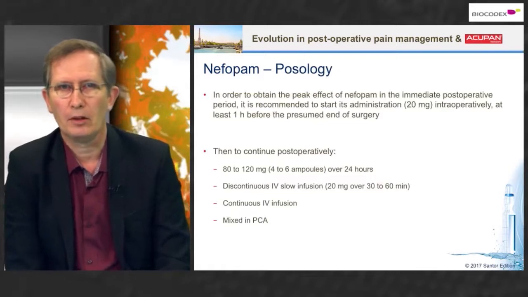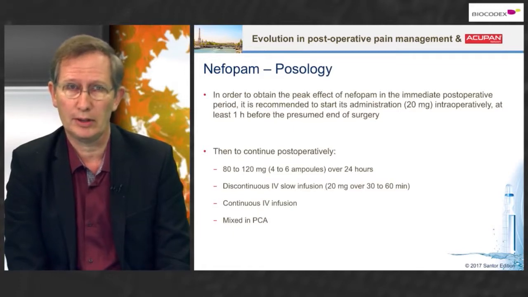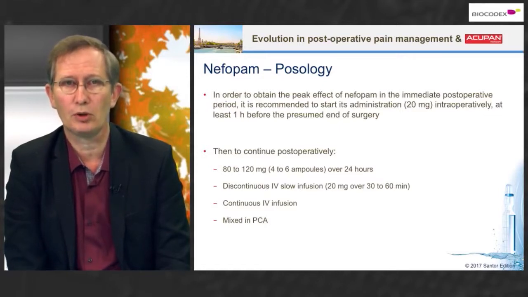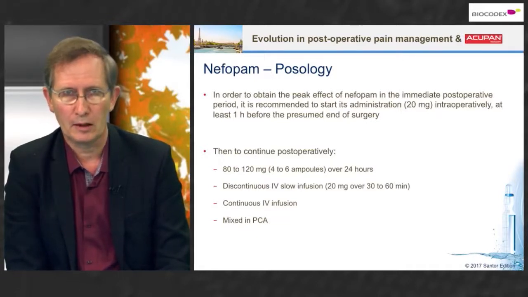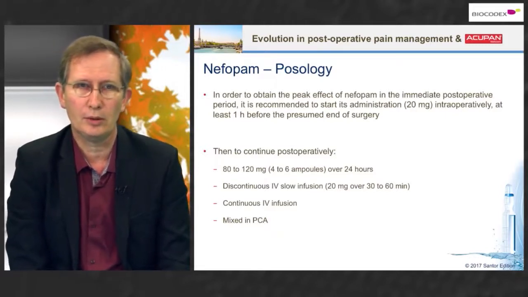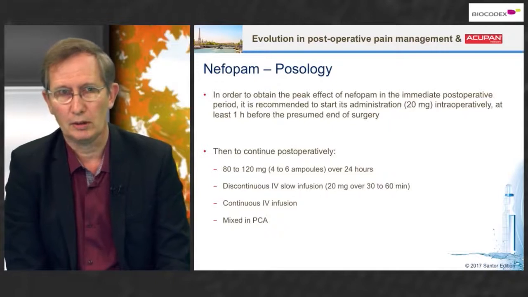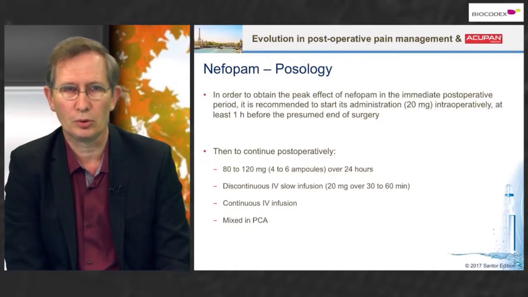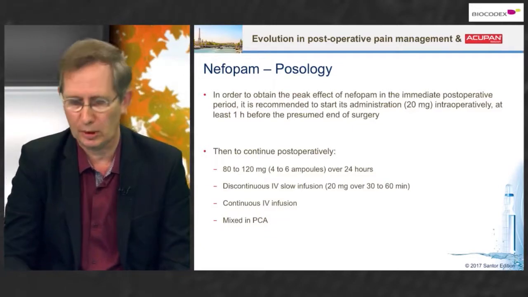The posology, the idea is to obtain rapidly a peak effect. The peak effect can be obtained when the drug is administered during surgery, 20 milligrams at least 1 hour before the end of surgery, so the patient can have the analgesia when he is recovering from anesthesia. And to continue this analgesia after surgery, the target is to give 80 to 120 milligrams over 24 hours, and you can make your choice between this continuous infusion, 20 milligrams over 30 to 60 minutes, or, as described previously, potentially some people mix it directly with opioid in PCA.